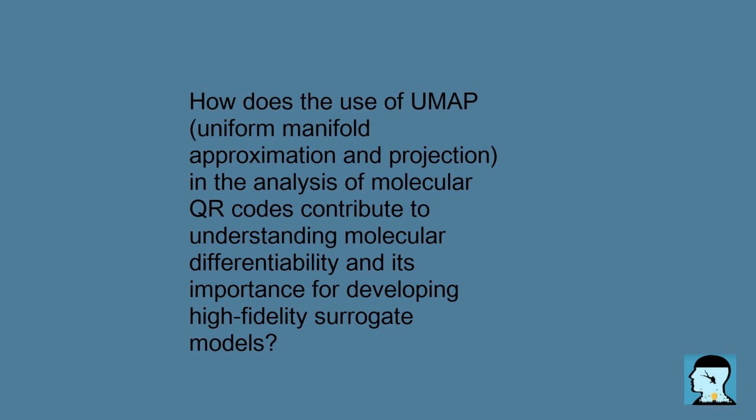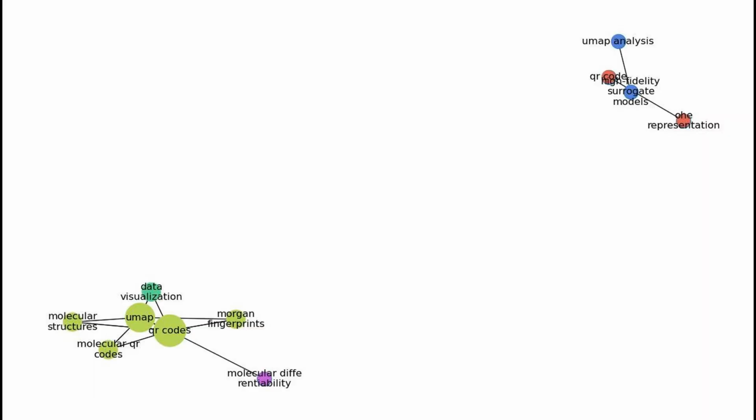How does the use of UMAP, Uniform Manifold Approximation and Projection, in the analysis of molecular QR codes contribute to understanding molecular differentiability and its importance for developing high-fidelity surrogate models? The use of UMAP in analyzing molecular QR codes plays a crucial role in understanding molecular differentiability, which is essential for developing high-fidelity surrogate models.